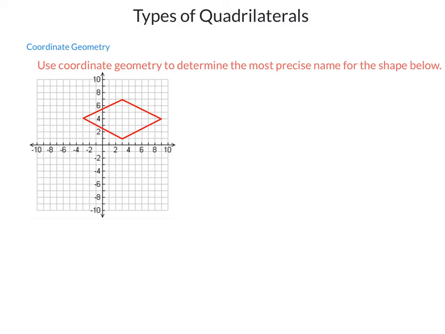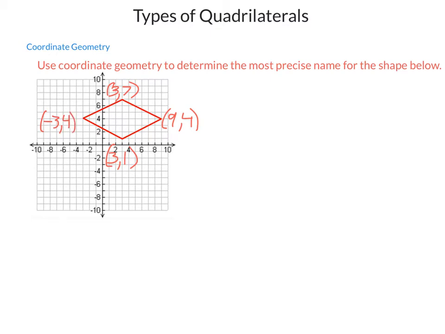So to do this, the first thing I want to do is find the coordinates of my different vertices. Okay, so our first one is at the top here. I'm going to name this point. It is (3, 7). Then moving around on the right, I have (9, 4). Down below, I have (3, 1). And on the left, I'm looking at (-3, 4).